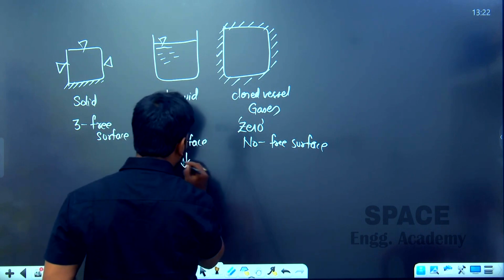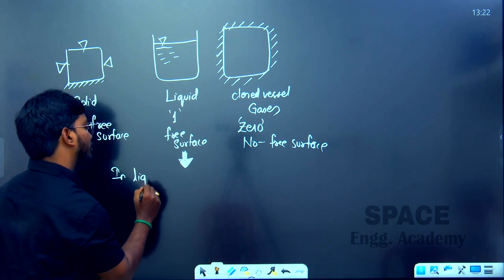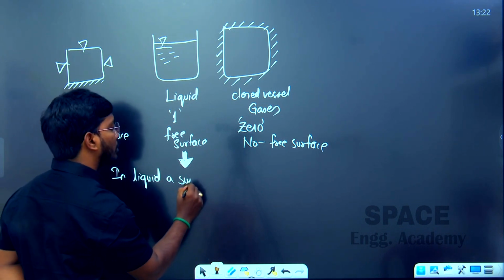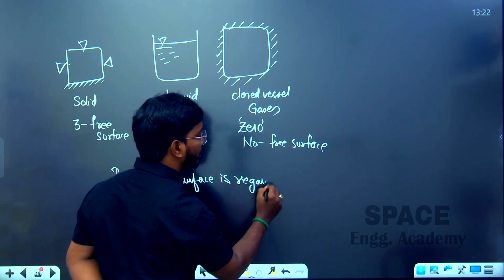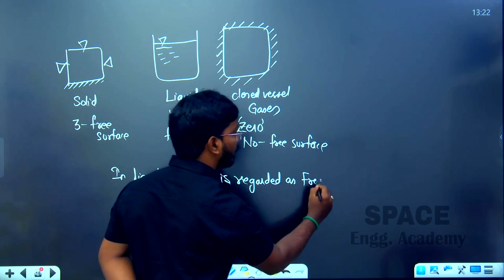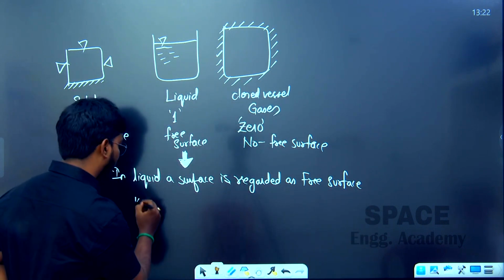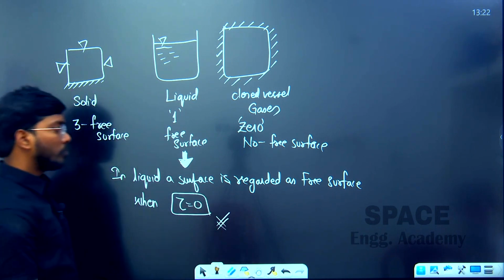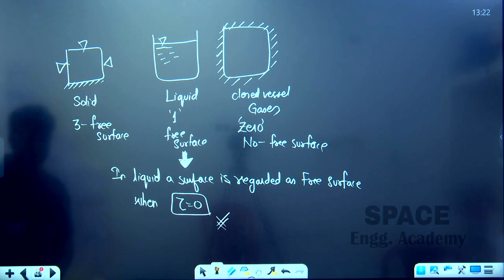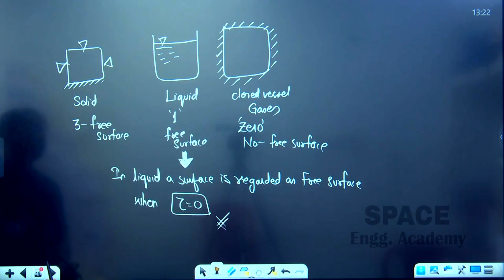In case of liquid, this is the important question. In liquid, a surface is regarded as a free surface when dash. What is the answer? Shear stress is equal to 0. Go through it. Let me go back. Pause the video and note it down regarding the fluid definition, and then the free surface.